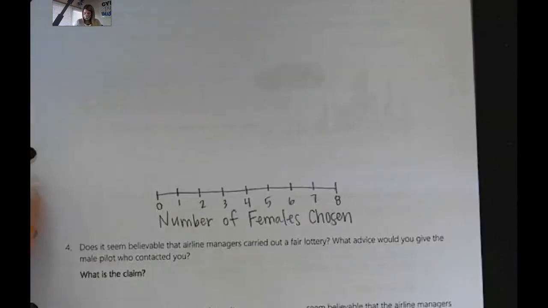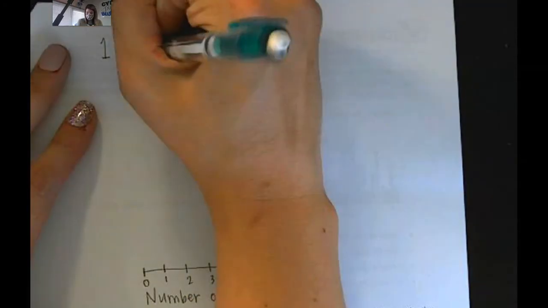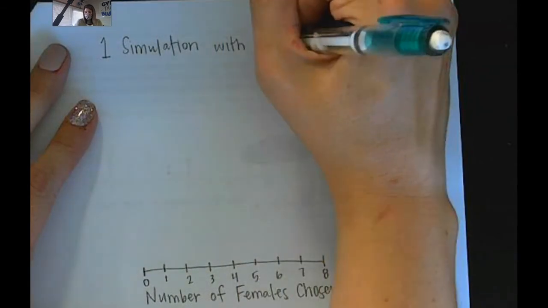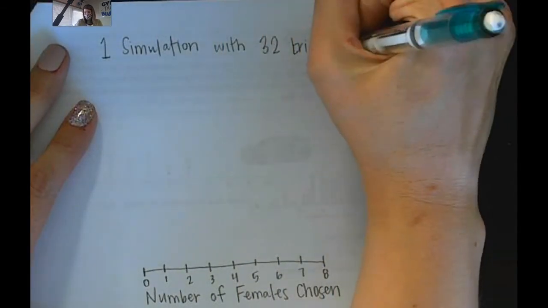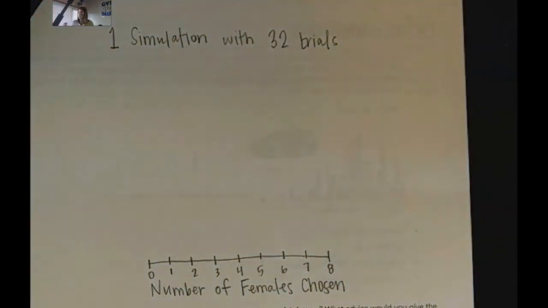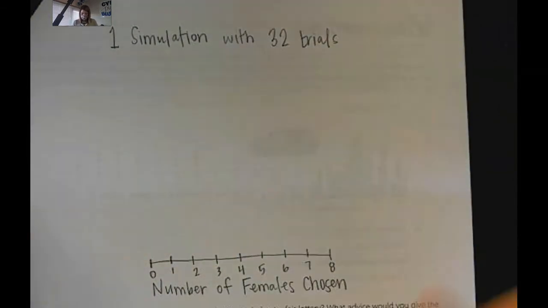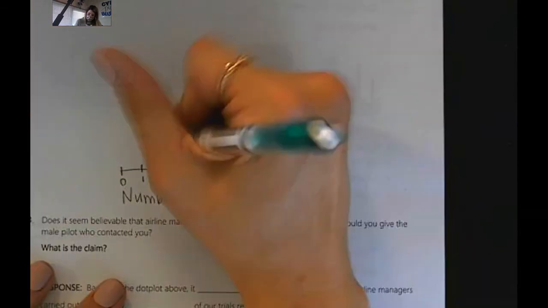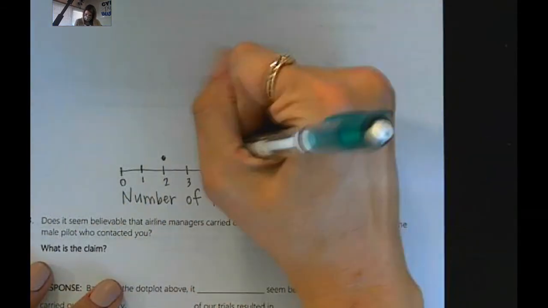Then up here, before I put any dots down, I'm gonna clarify that this is one simulation, and this time we're gonna have 32 trials. Because we had 16 last time, but then everybody did this twice, so it should end up being 32. Okay, we can put down mine first. So I had 4. Let me double check. I had 2 and 4.